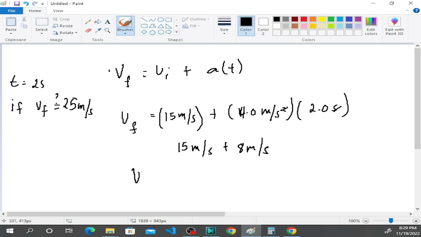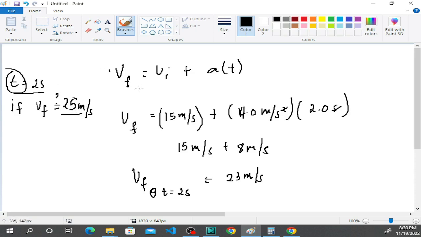So at t equals 2 seconds, the velocity is only 23 meters per second. So it happened at a time greater than 2 seconds. That's it. Basically, the question here is the time. When did it happen? When did it become 25 meters per second?